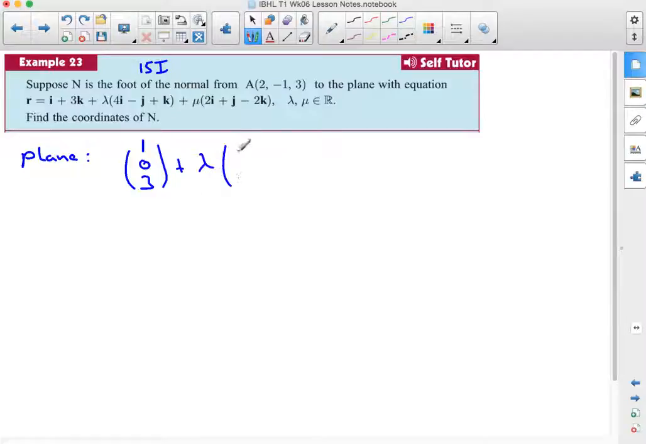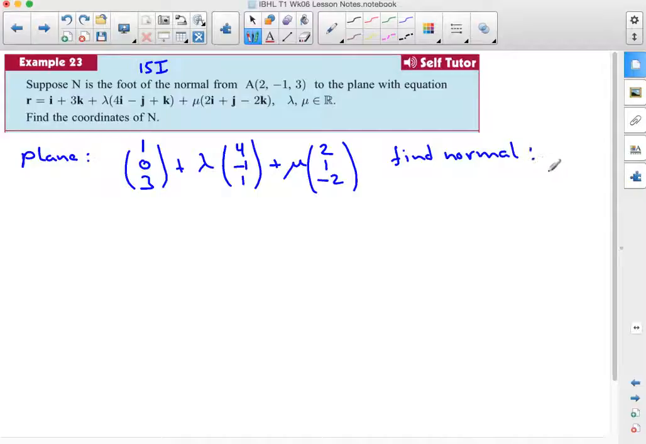plus lambda (4, negative 1, 1), and mu (2, 1, negative 2). So these two here with lambda and mu, those are the direction vectors. And what we want to do is find the normal to the plane first, which means that we will need to find the cross product of the direction vectors. So that's what we will do.